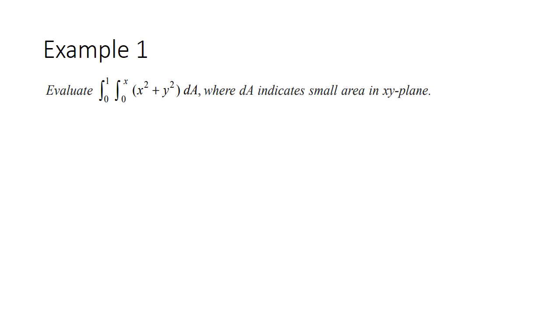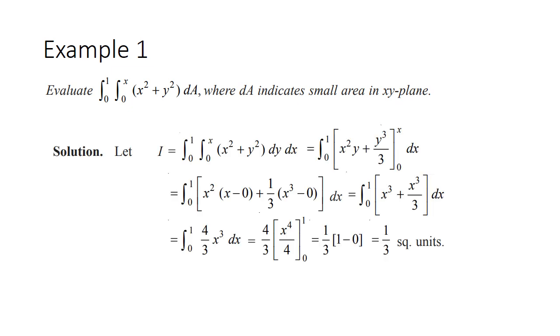Let us now see a few examples based on double integration. Evaluate x² + y² dA, where dA indicates small area in the xy plane. First, we have to integrate the innermost integral and then the outer integral. So here the innermost integral is with respect to y with the upper limit x and the lower limit 0, and the outer integral is with respect to x with the upper limit 1 and the lower limit 0.